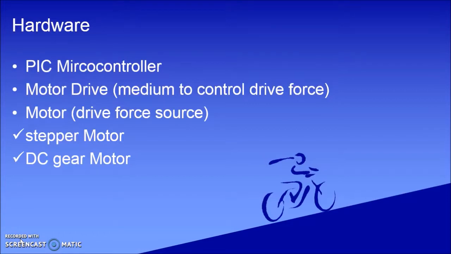There are two types of motor: the stepper motor and the DC gear motor. The stepper motor can control the angle of the motor, but it's too complicated. The DC gear motor can be used directly.